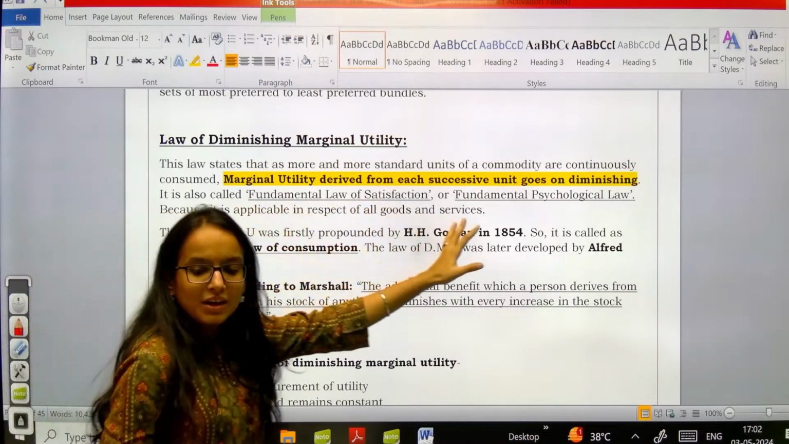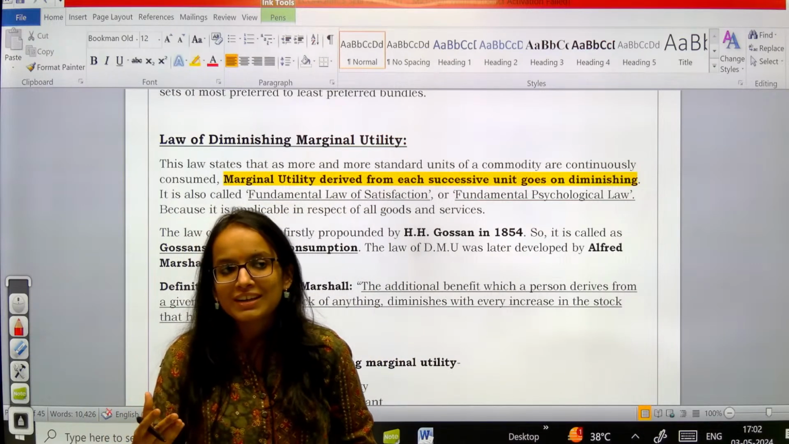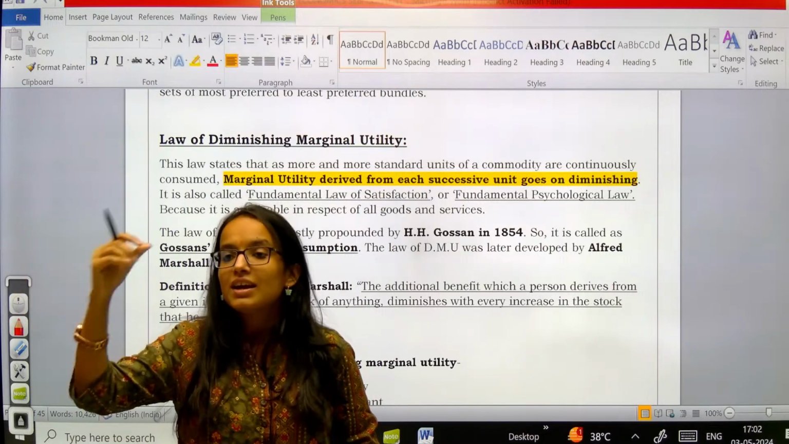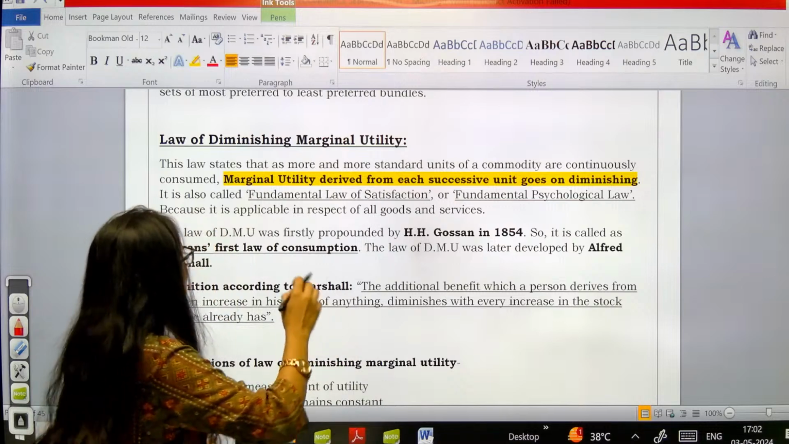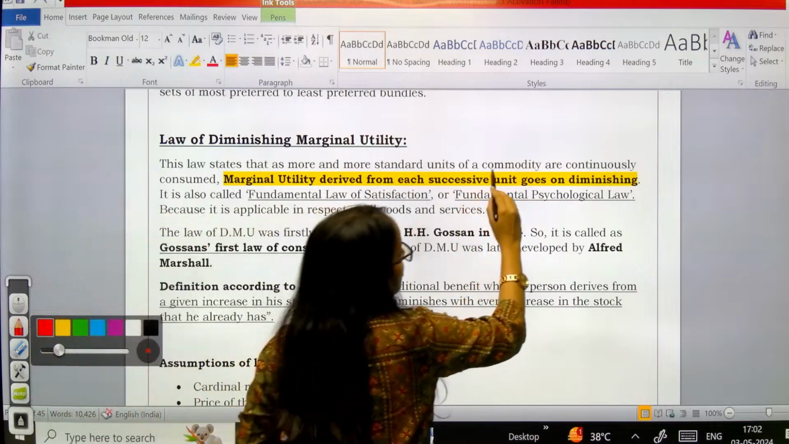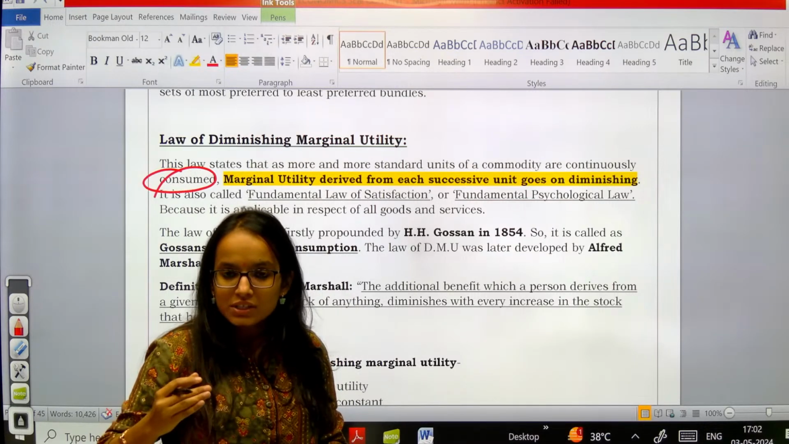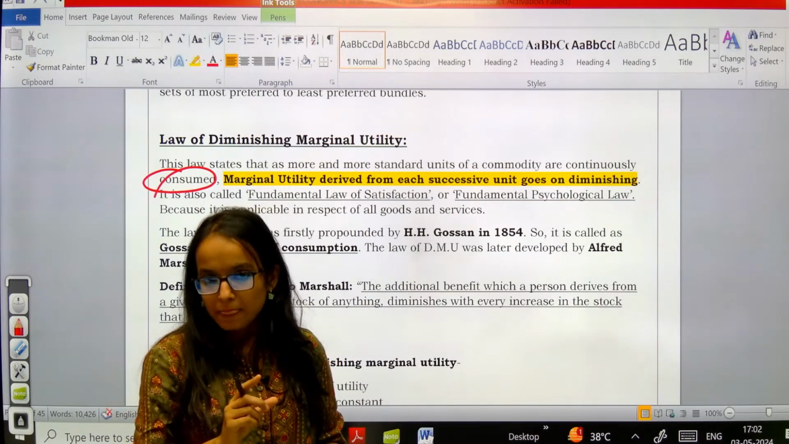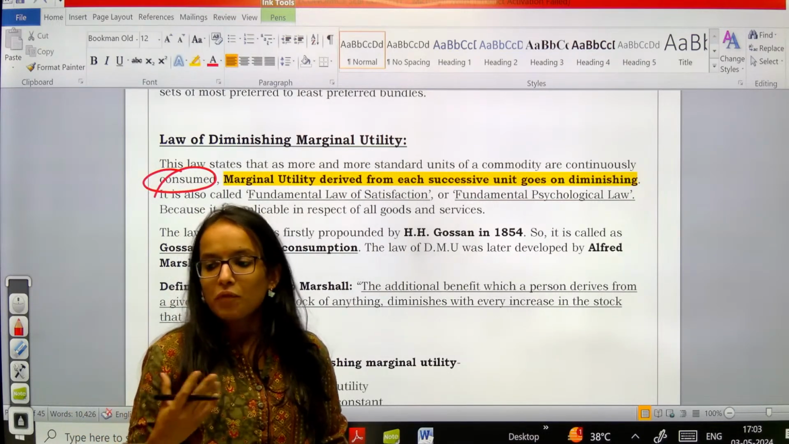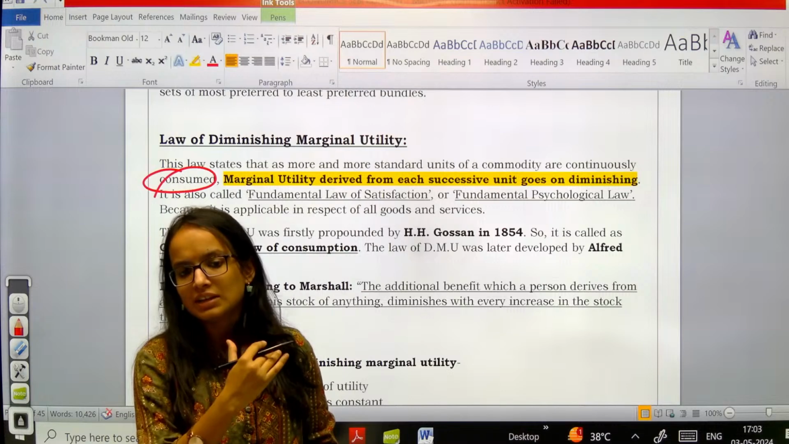So the law of diminishing marginal utility says that with successive consumption of successive units of a particular commodity, the satisfaction you get from each successive unit diminishes. The law states that as more and more standard units of a commodity are continuously consumed, you should consume them continuously. We are not saying that you have eaten one banana 1 hour before and then after 2 hours you are eating another banana. No, in that case the law of DMU would not apply. It says you are consuming the units continuously and in a rational order.